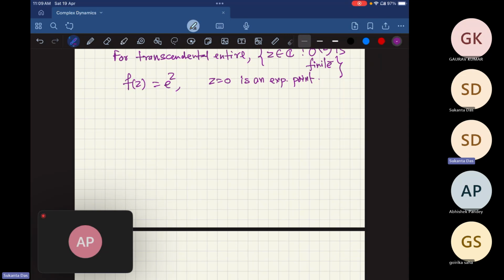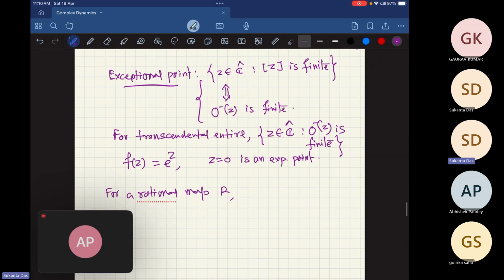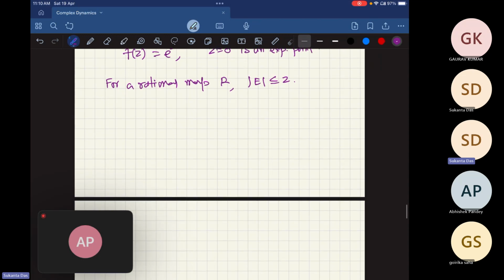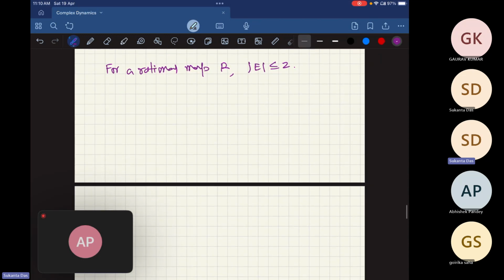Earlier I proved that for a rational map of degree at least 2, the set of all exceptional points, which was denoted by E, has cardinality at most 2. And this holds true for the transcendental case also.